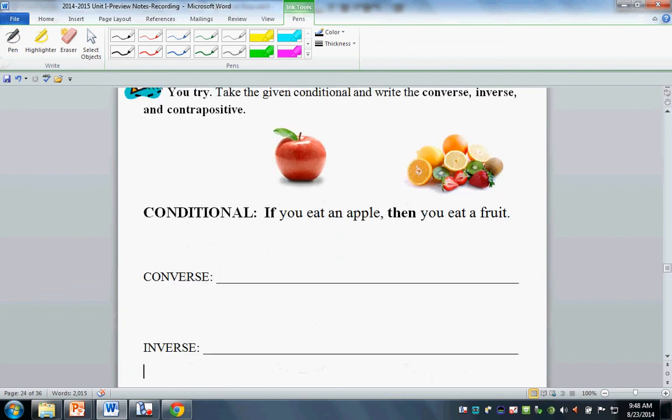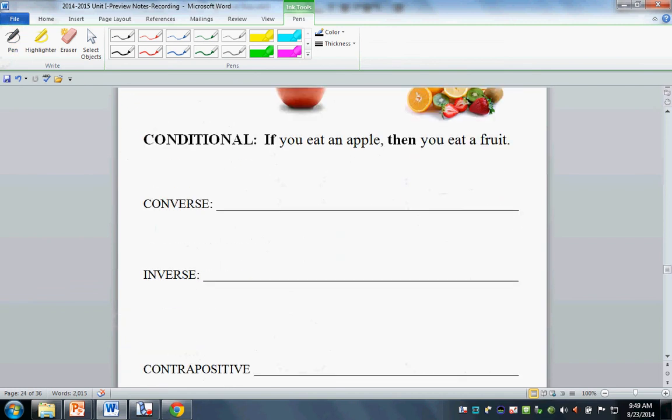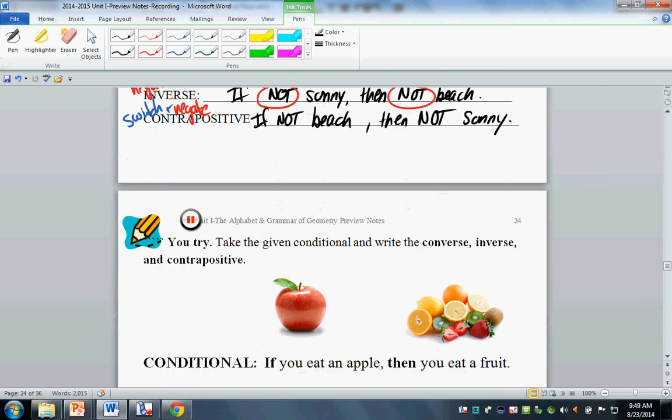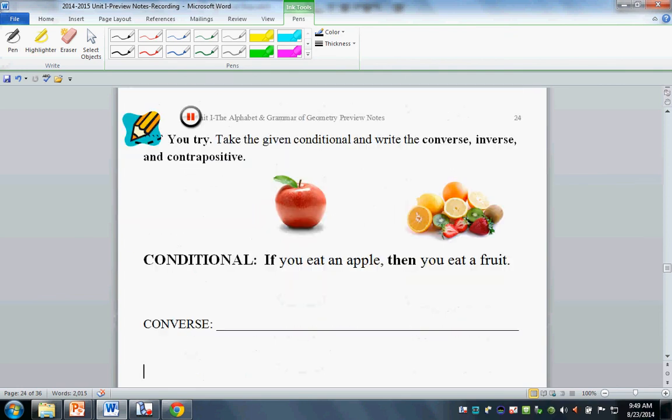Okay, take this information, and I'm going to read this to you. If you eat an apple, then you eat a fruit. I'd like you to take that conditional statement. Let me underline the key words here. Eat an apple, then you eat fruit. And I'm going to set the timer for 1 minute. I'd like you to write the converse, the inverse, and the contrapositive. Go.